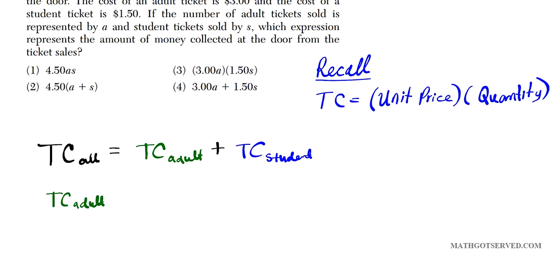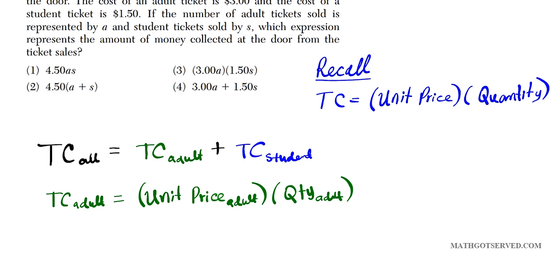The formula is going to be the unit price for adults times what? Unit price for adults multiplied by the quantity of adult tickets sold. So quantity for adults. Okay? So that's what we're going to be doing.